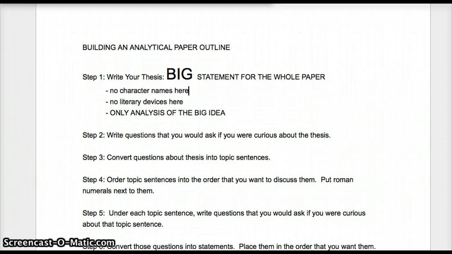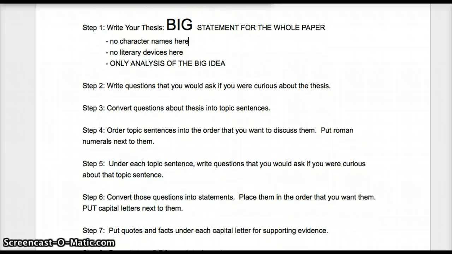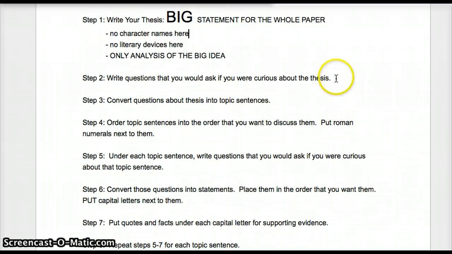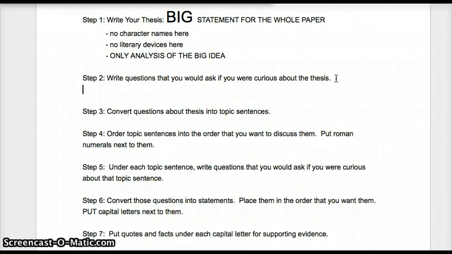Step 2, once you have a thesis statement in place and really like it, write questions that you would ask if you were curious about the thesis statement. Once again, no character names, no literary devices. By the way, literary devices are examples for body paragraphs. Okay?